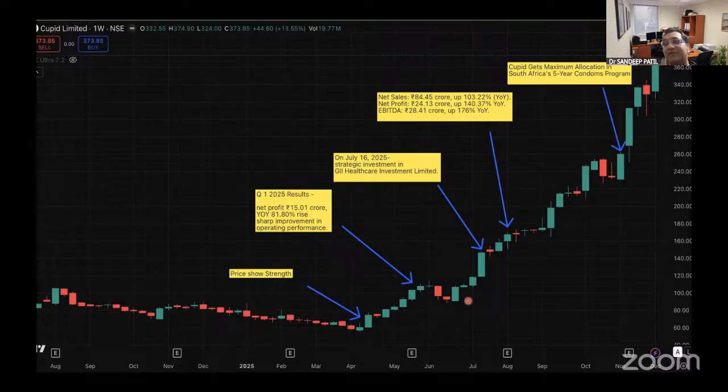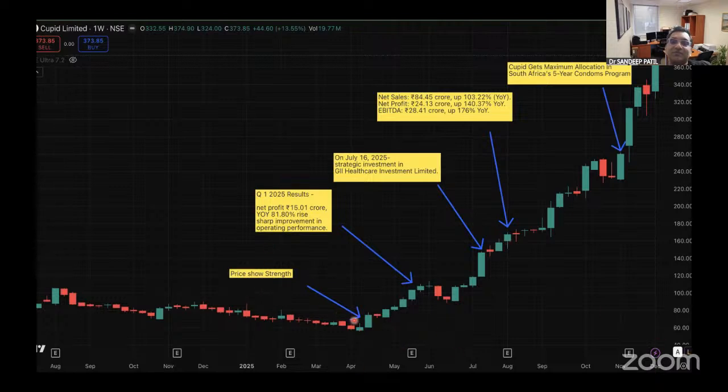Now it has become 3x. Look at this, 100 to 373, almost 4x. I also missed this, so we kind of miss this kind of stock. But now I'll tell you the story. From April to December, it has become 4x.